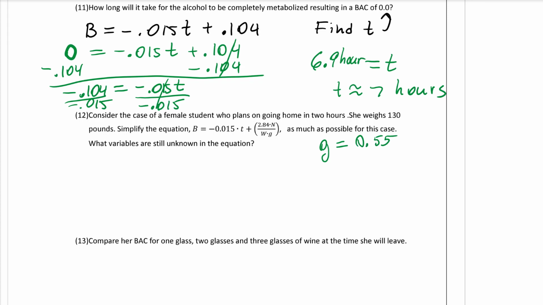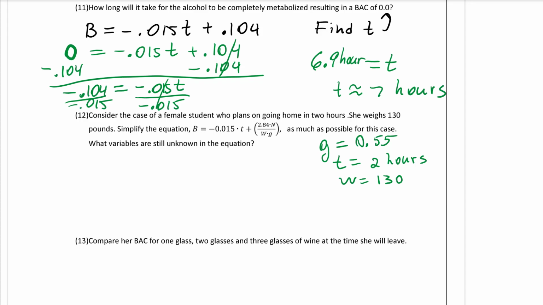All right, so what do we know here? We know the time. So time is 2 hours. And we have the weight, 130. So you have all the variables except one. And the B, we also don't know what the BAC is. So I'm going to give you a moment. Simplify the equation as much as possible and then select your choice.